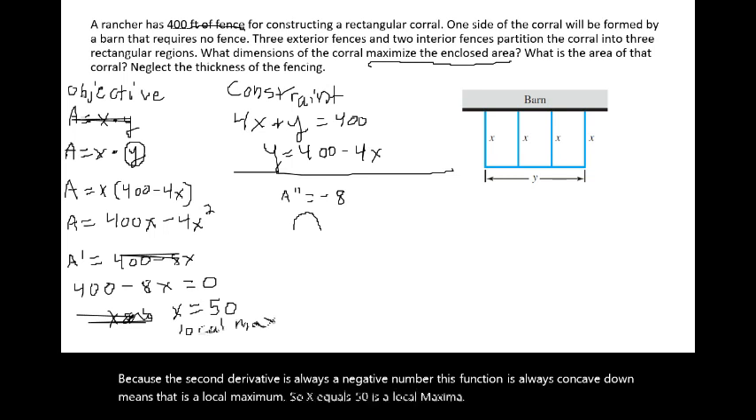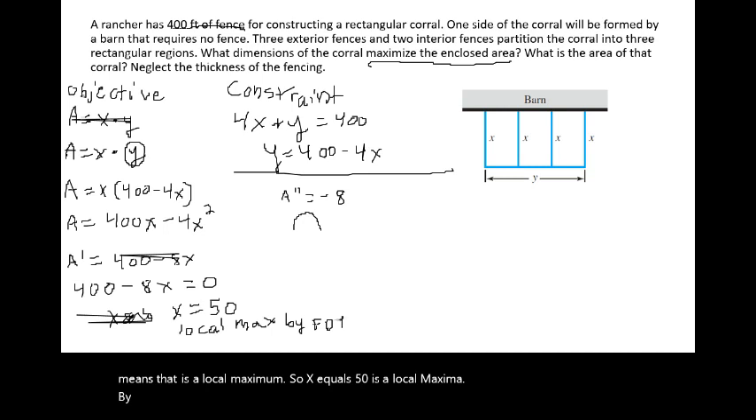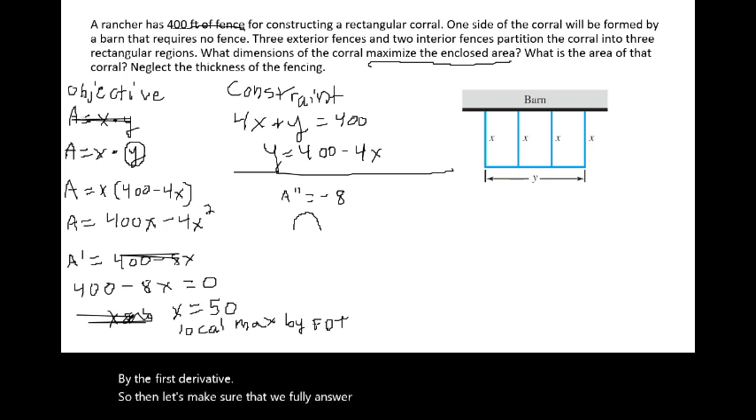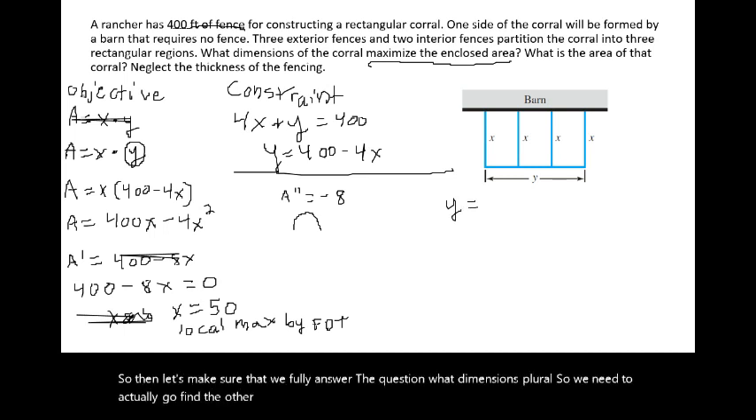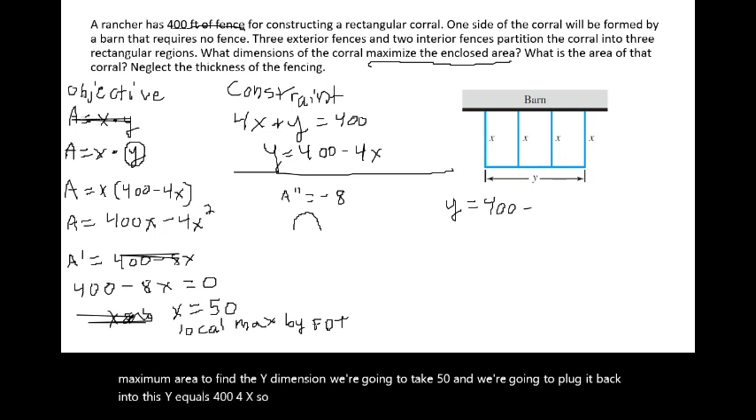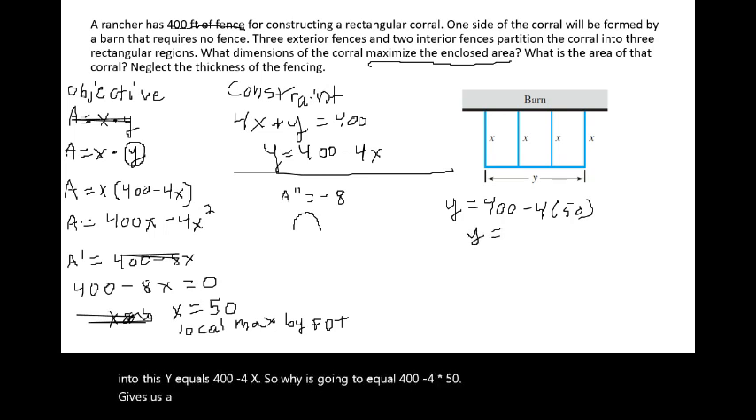By the first derivative test. So then let's make sure that we fully answer the question, what dimensions, plural, so we need to actually go find the other dimension. So x equals 50 will be the x dimension that encloses the maximum area. To find the y dimension, we're going to take 50 and plug it back into this y equals 400 minus 4x. So y is going to equal 400 minus 4 times 50. Gives us a y value of 200.